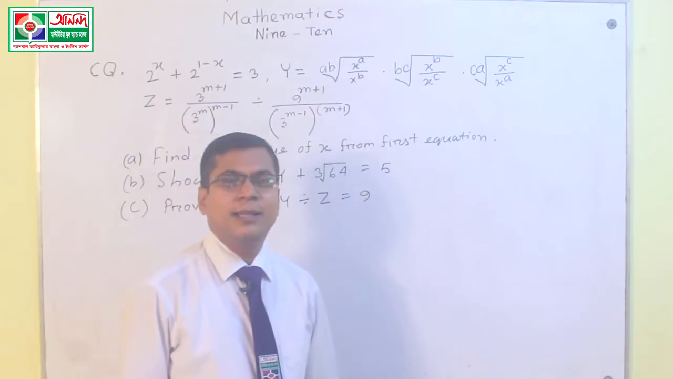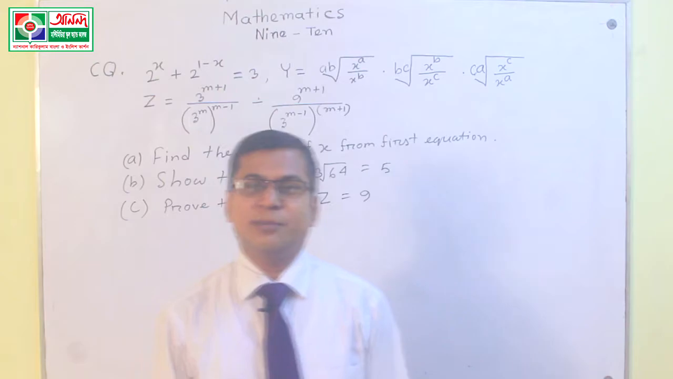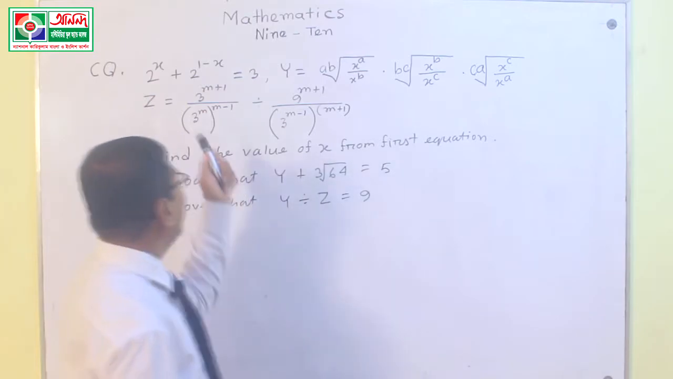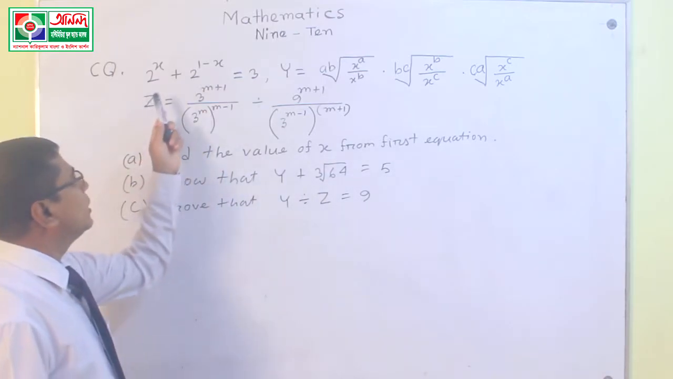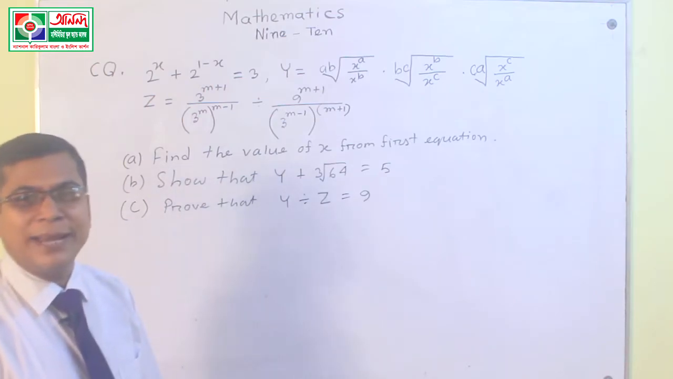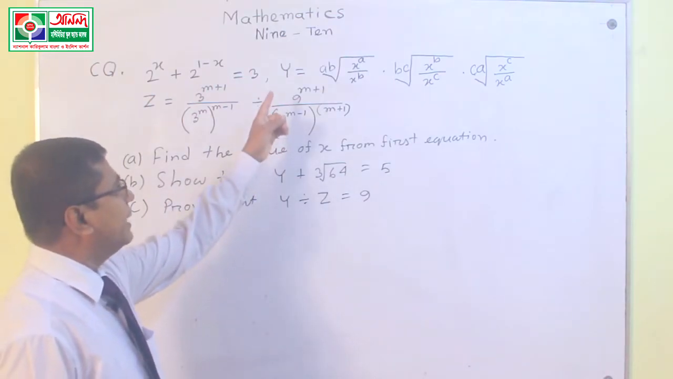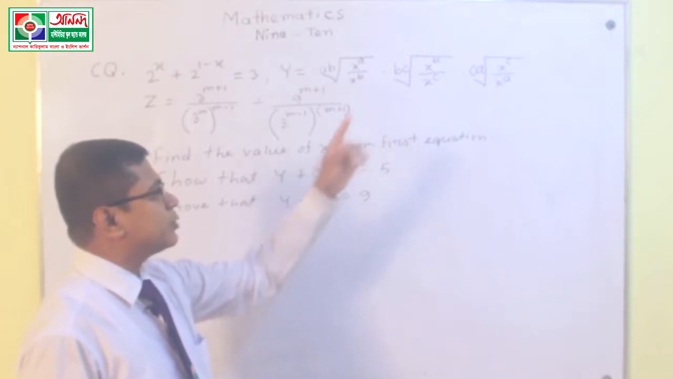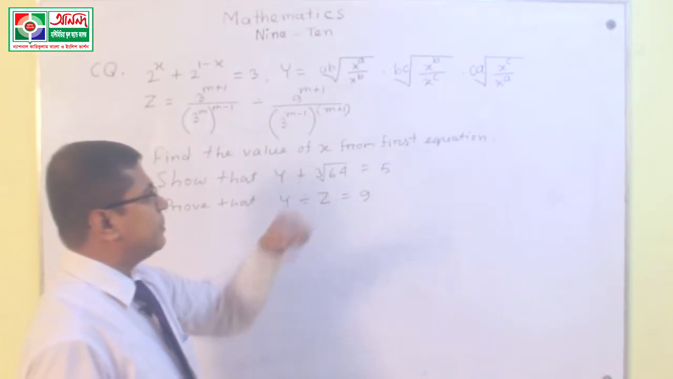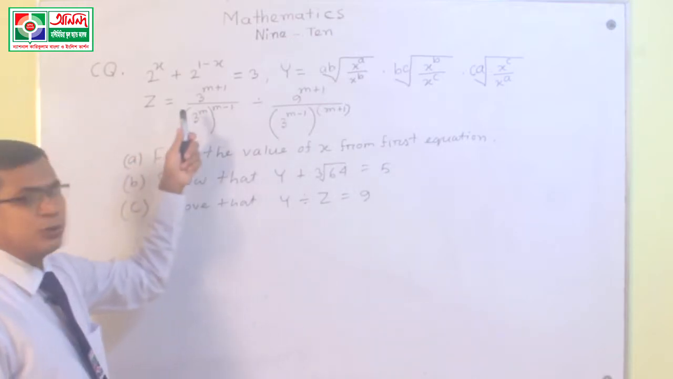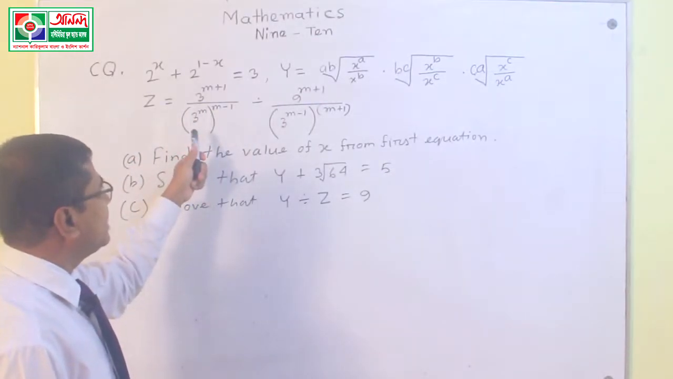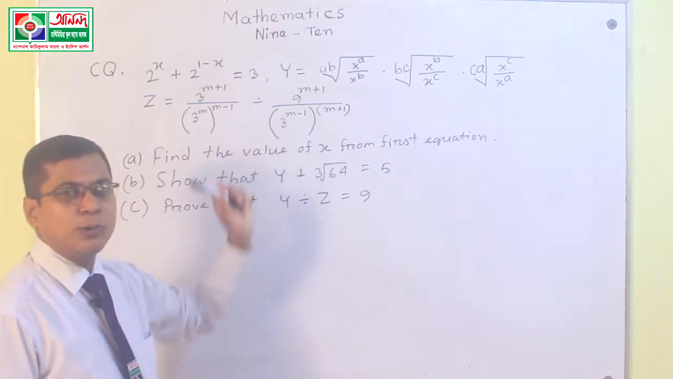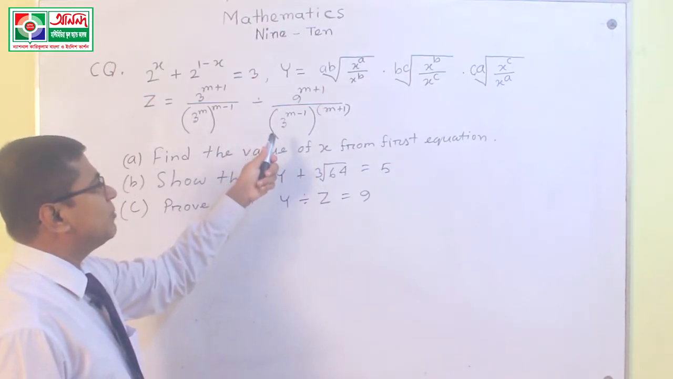Today I will discuss one creative question of chapter 4 of your textbook, class 9 and 10 mathematics. Look at, I have written a creative question: 2 to the power x plus 2 to the power 1 minus x equal to 3, and y equal to the abth root of x to the power a by x to the power b, into the bcth root of x to the power b by x to the power c, and the cth root of x to the power c by x to the power a, and z equal to 3 to the power m plus n divided by 3 to the power m, whole to the power m minus 1, divided by 9 to the power m plus n divided by 3 to the power m minus 1, whole to the power m plus 1.